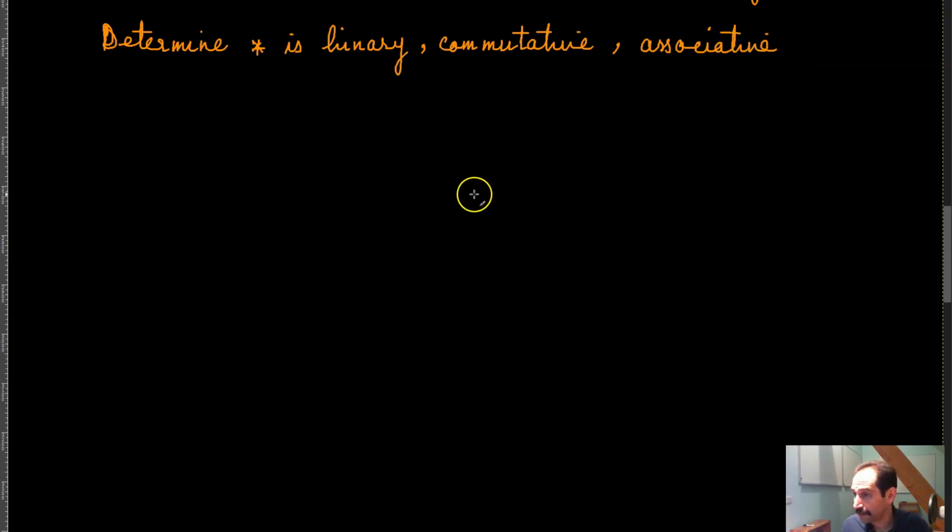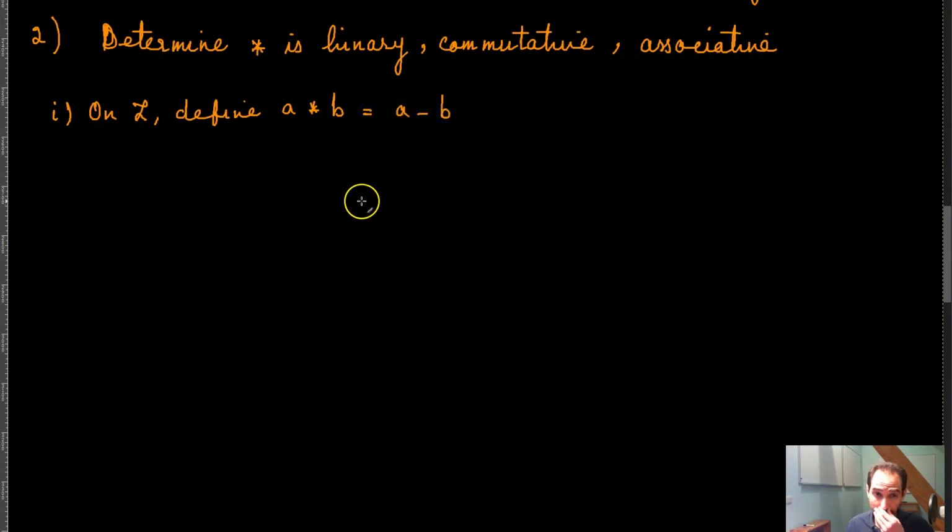Now, the first part of this question, question number 2, is on Z. Define A star B is equal to A minus B, which is of course a binary operation on Z, because whatever A comma B you take in Z, A minus B is going to belong to Z, so it's a binary operation.